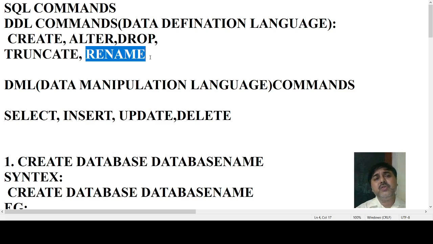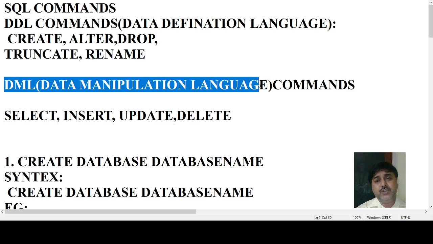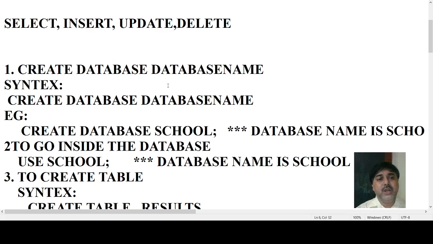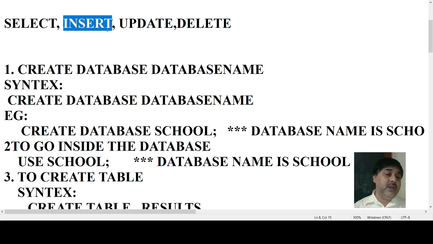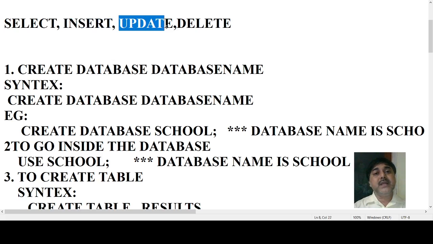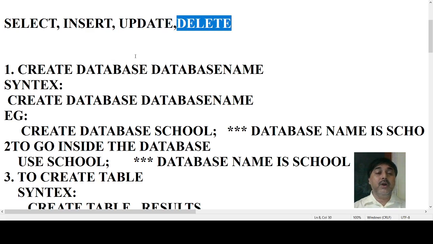So these are known as DDL commands. Then we have DML commands. DML means data manipulation language commands. In this data manipulation language, we have Select. If you want to take out any value from the table, that is the select command. Next, we have the insert command. When we want to insert a value in a table, that is the insert command. Next is the update command. When we want to change anything, that is the update command. Next, we have the delete command, if you want to delete anything.